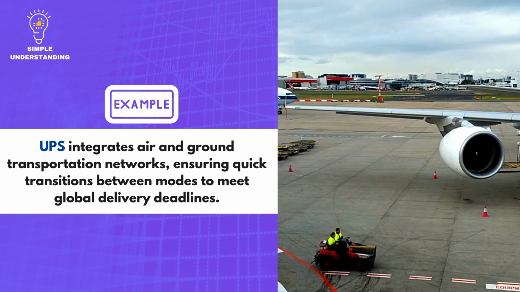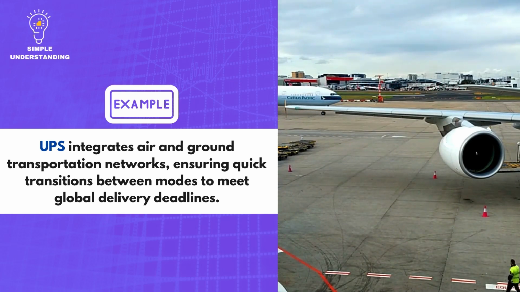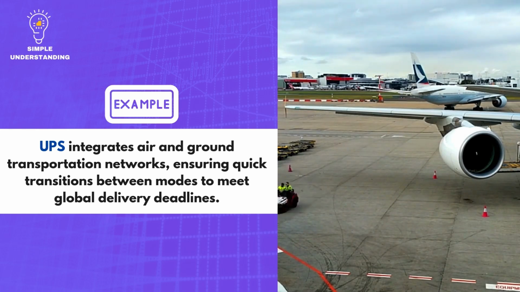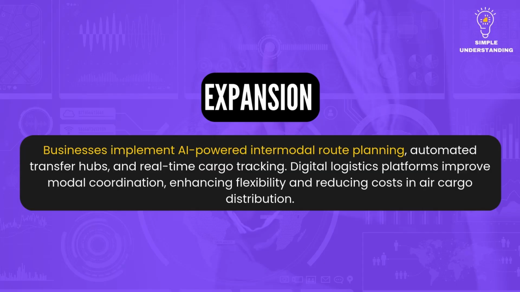Real company example: UPS integrates air and ground transportation networks, ensuring quick transitions between modes to meet global delivery deadlines. Expansion: businesses implement AI-powered intermodal route planning, automated transfer hubs, and real-time cargo tracking. Digital logistics platforms improve modal coordination, enhancing flexibility and reducing costs in air cargo distribution.